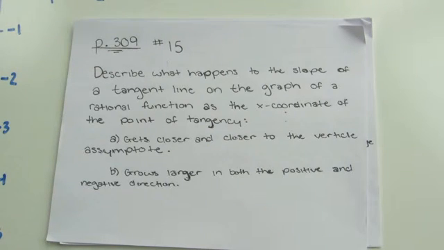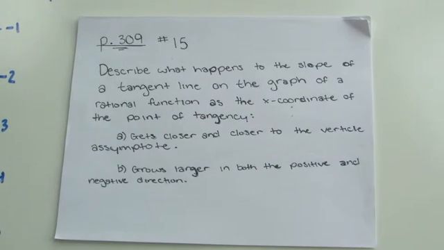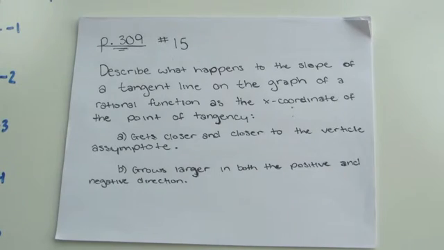The question states that it must be a tangent line on a rational function. This signifies that this question is closely related with Unit 3, rational functions and their properties. I will now reread the question and highlight some key elements of the problem.